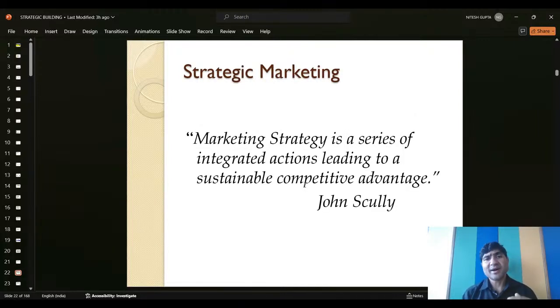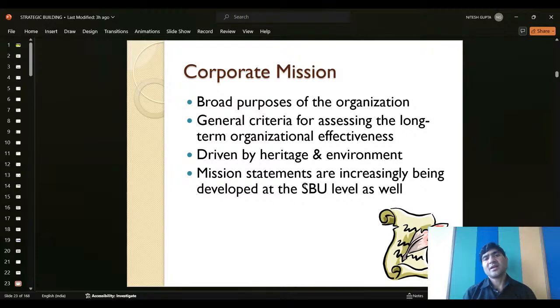He said, marketing strategy is a series of integrated actions leading to a sustainable competitive advantage. Now, when you focus on corporate mission, what do you mean by corporate mission? It is the broad purpose of the organization, general criteria for assessing the long-term organizational effectiveness, driven by heritage and environment. Mission statements are increasingly being developed at the strategic business unit level as well.